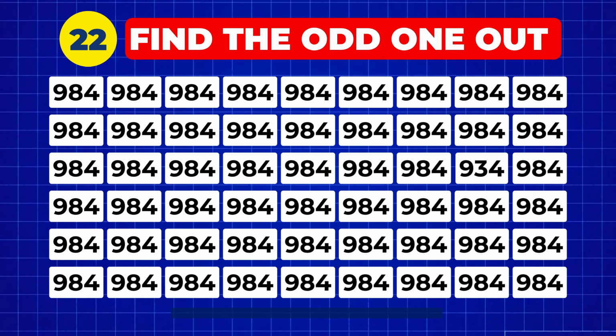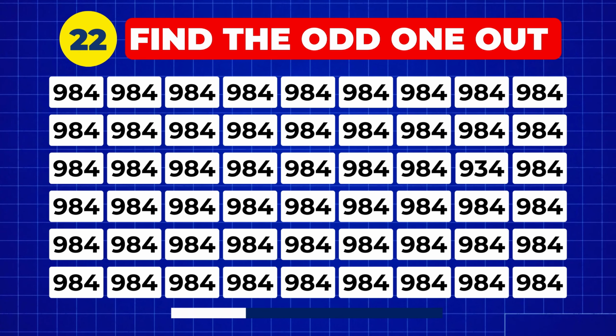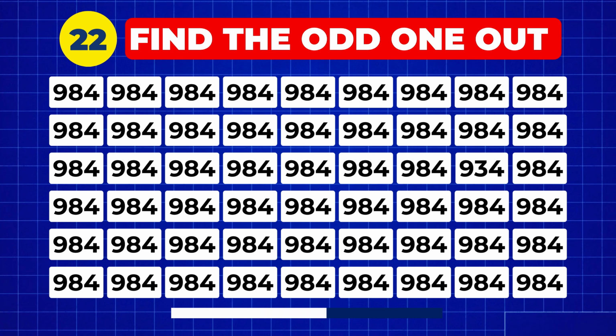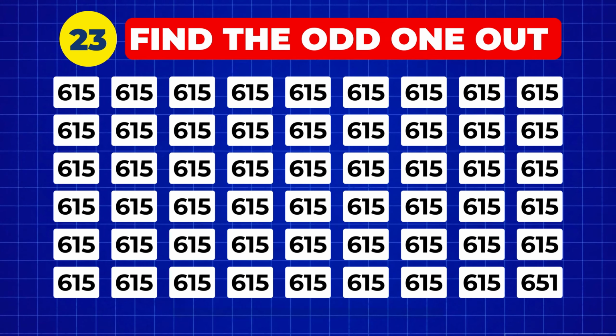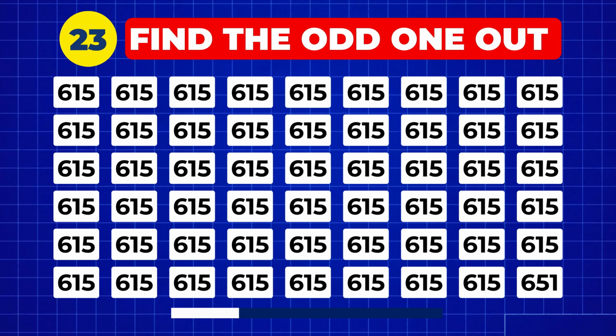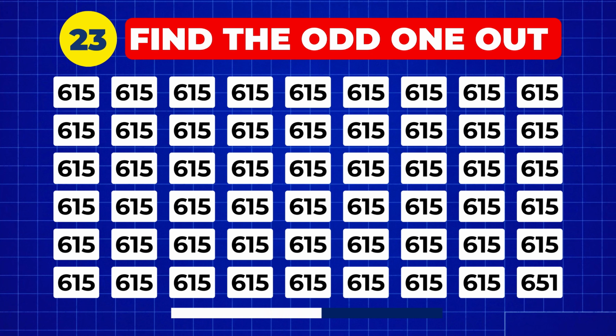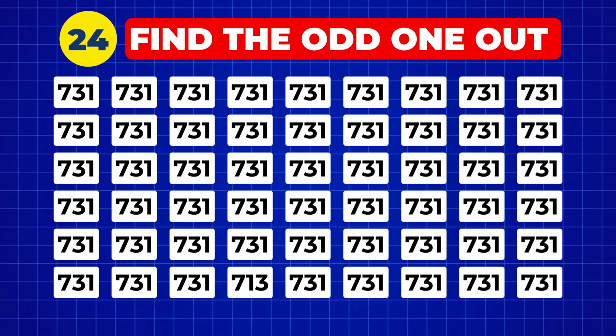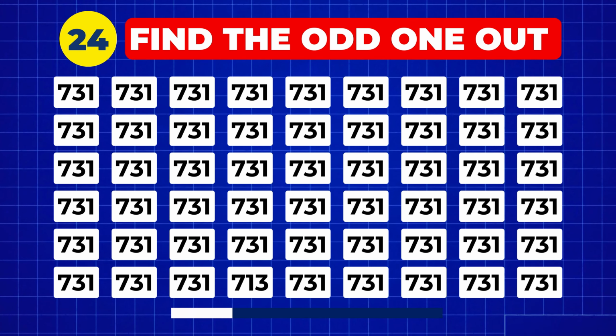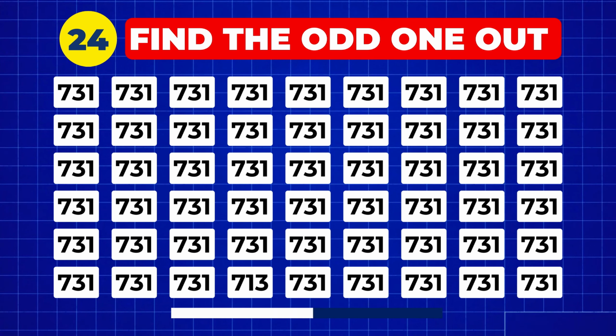Now you have to identify the digit which is different from 984. This is 934. Find what is different from 615. Bottom right, 651. Puzzle number 24. The digit is 731. This is 713.